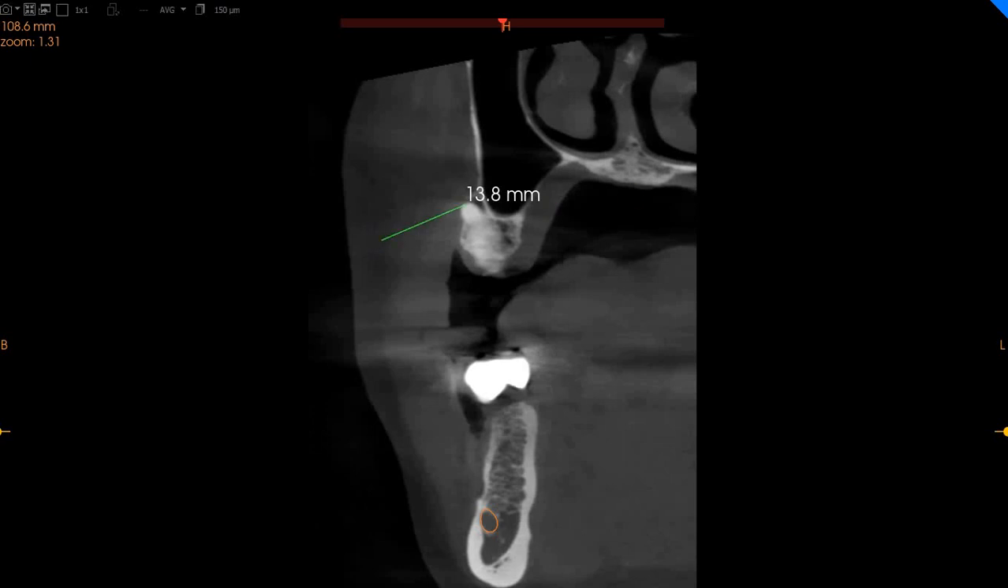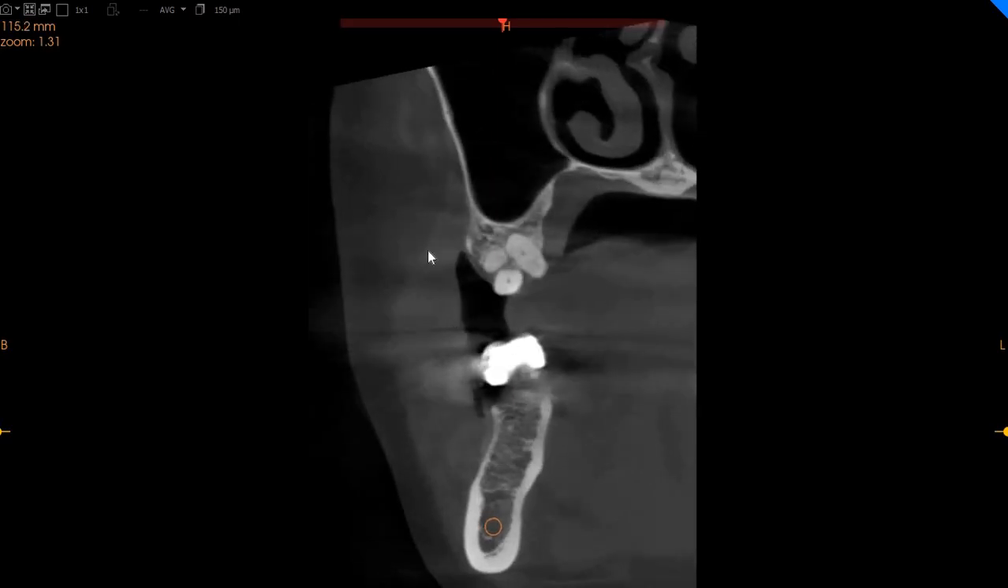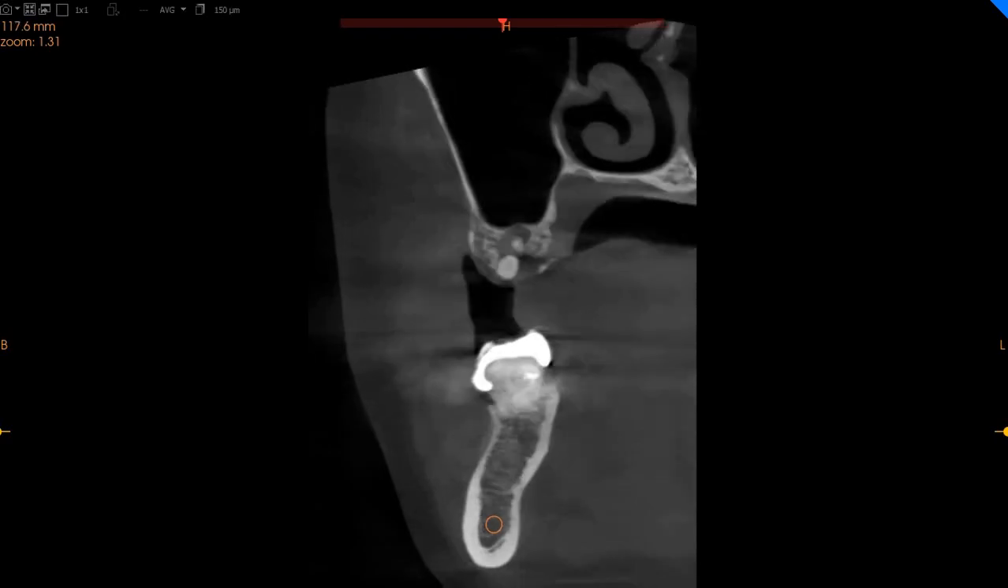Now, moving to the upper left 6 region, we can see 3 BDRs present here. If these roots are extracted, we've got a ridge width of 10 millimeters and a height of 4.5 millimeters. No sinus communication can be seen.